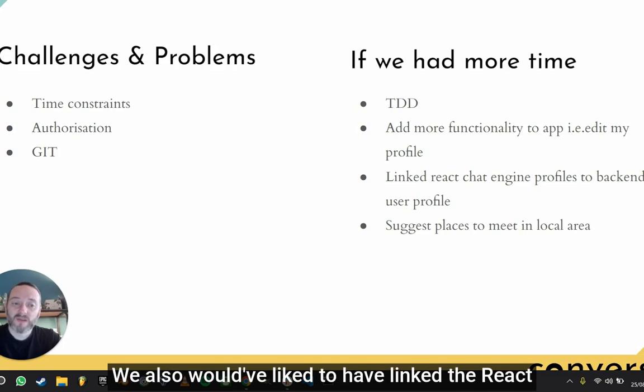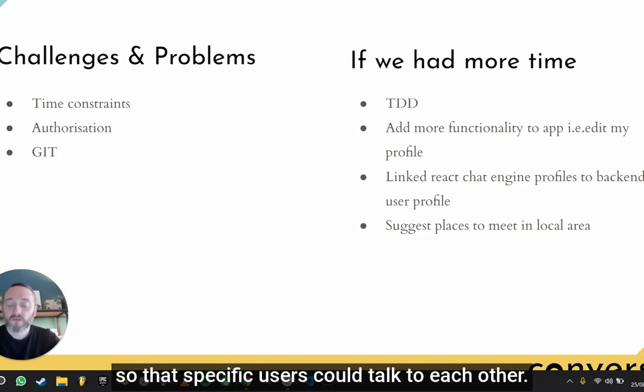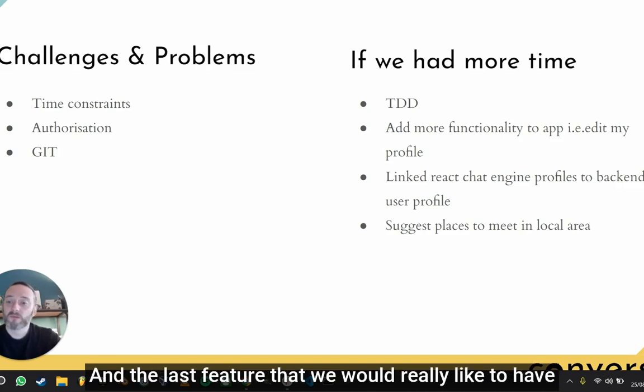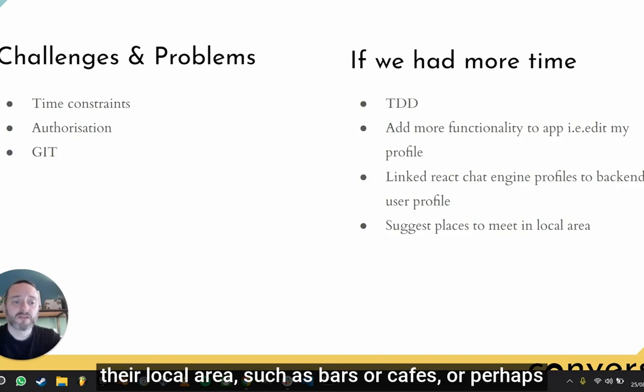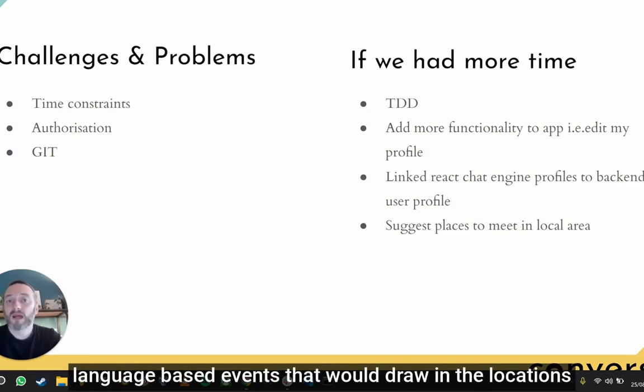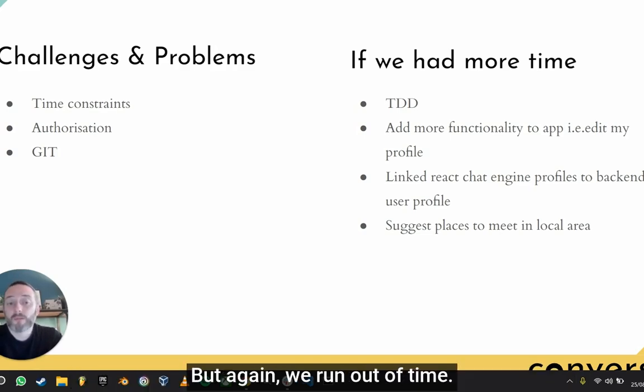We also would have liked to have linked the React Chat engine profiles to the back-end user profiles so that specific users could talk to each other. And the last feature that we would really like to have added is to suggest places for people to meet in their local area, such as bars or cafes or perhaps language-based events that would draw in the locations and look for suitable events to suggest to users. But again, we ran out of time.